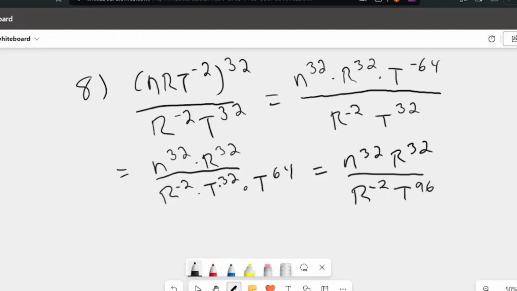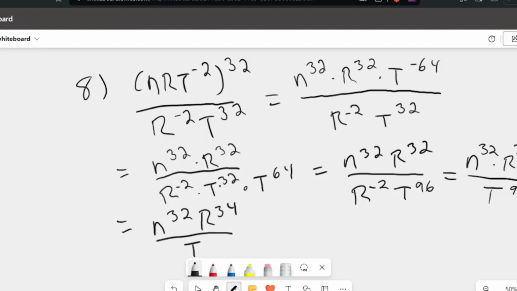Now, funny thing is, notice that I kept this a negative on the bottom, and for a very good reason, because actually the reciprocal rule works vice versa, so we can put this on the top now. n to the 32, r to the 32, r to the 2, t to the 96, which in this case we just add these two together. 32 plus 2, that's 34. So n to the 32, r to the 34 over t to the 96.